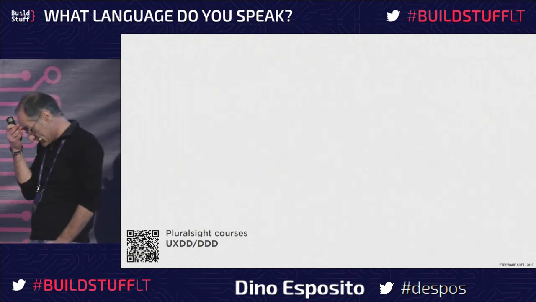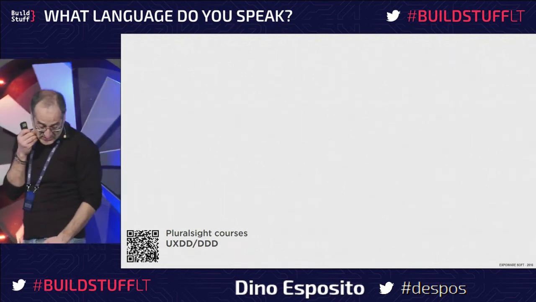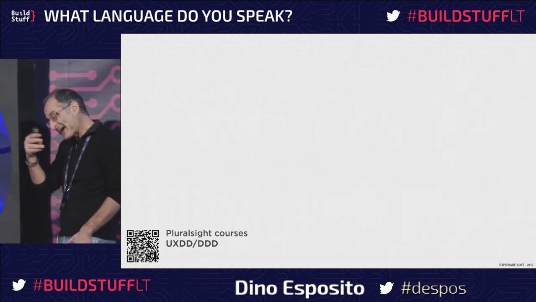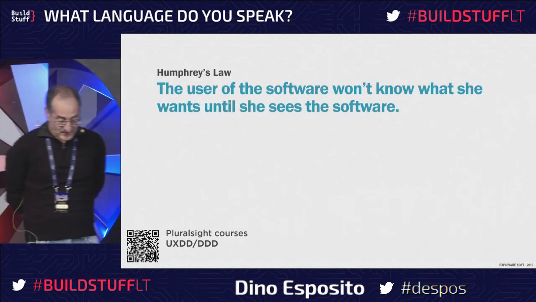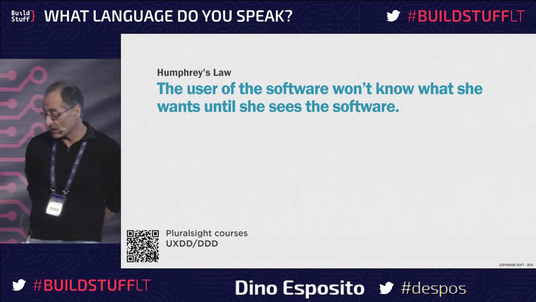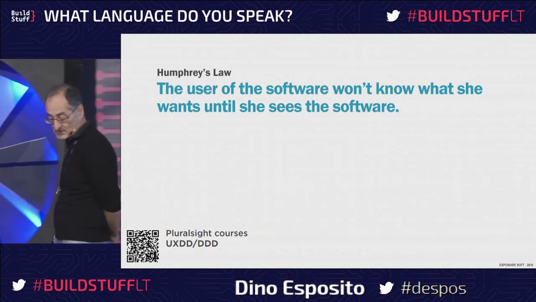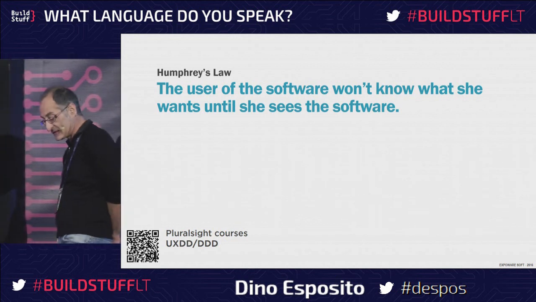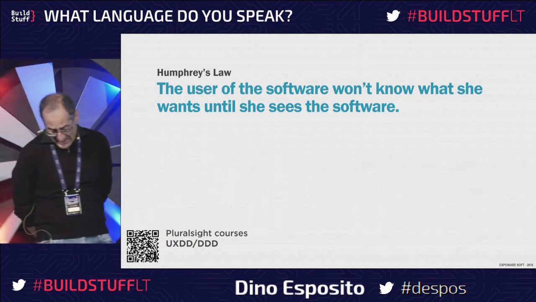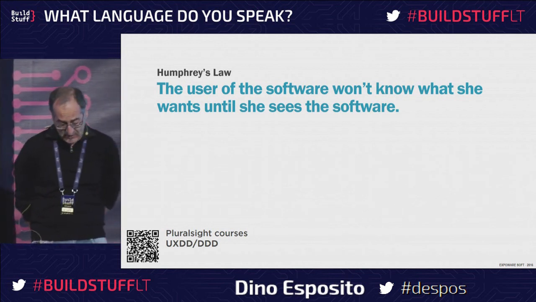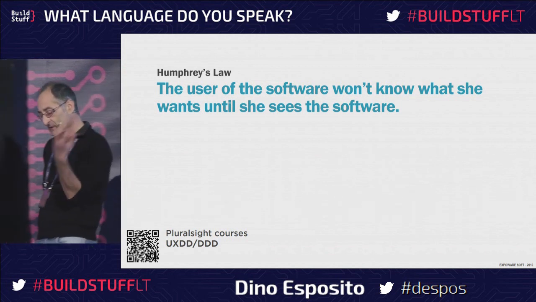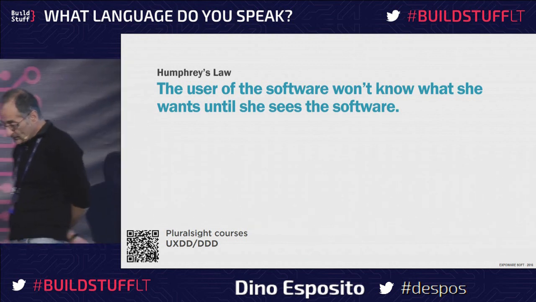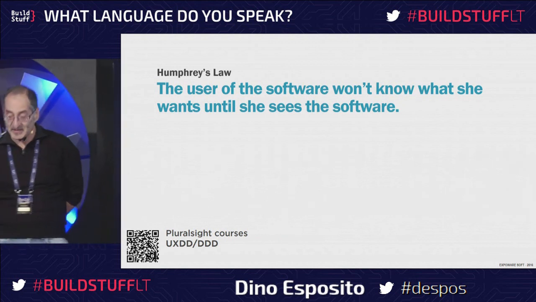Okay, and to essentially wrap up this presentation, I want to share and briefly comment on a couple of pieces of microservices wisdom. One is the sentence known as Humphrey's Law. Now, George Humphrey is not a fake name in the first place. He is not even an architect or something. He's a scientist. I think he does psychology. And his work can be summarized in a sentence that, adapted to software, sounds like this. The user of the software won't know what she wants until she sees the software.